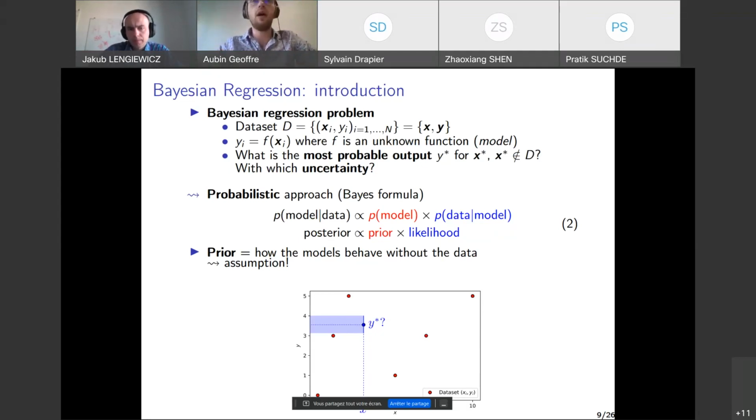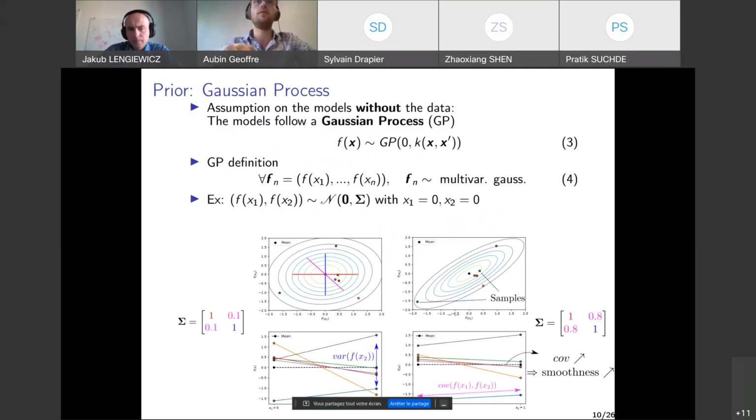In this context, the prior distribution assumption we make is the following. In other words, it's the assumption on the models without the data; we don't consider the data yet. We are making the assumption that these models follow a Gaussian process. This Gaussian process has a constant mean set to 0. Actually, the mean value is not really relevant, so we can set it at 0. And it's defined with a covariance function, k, which I will explain a bit later.